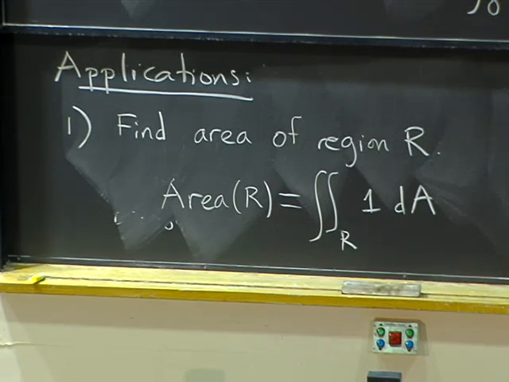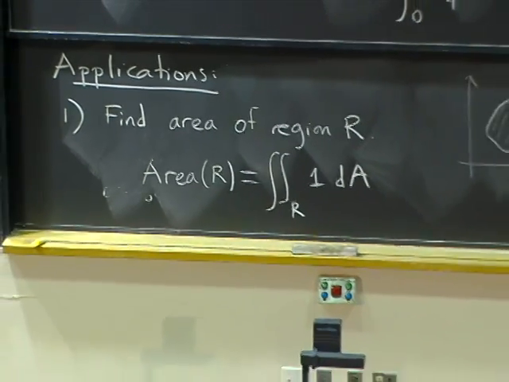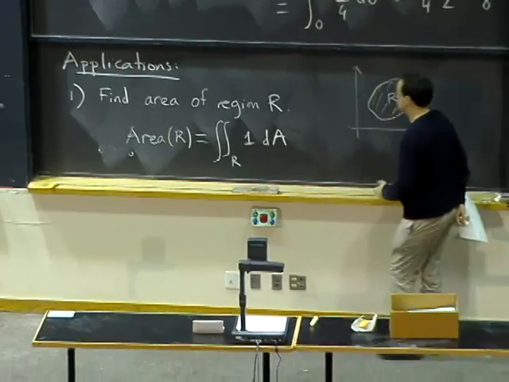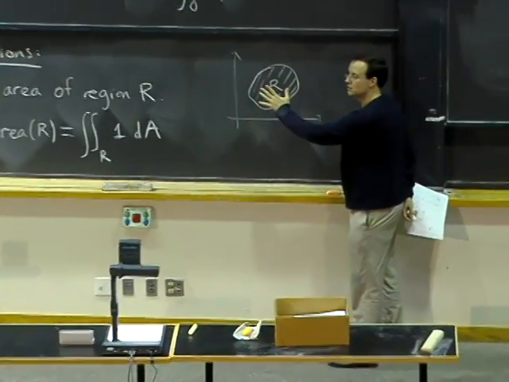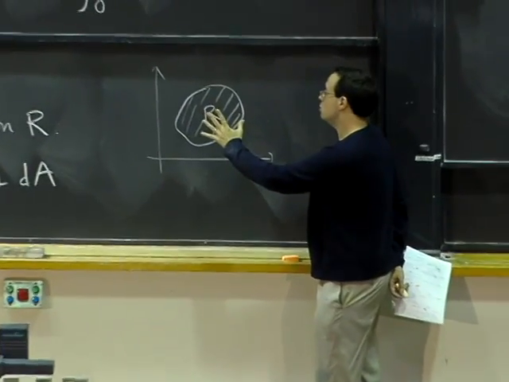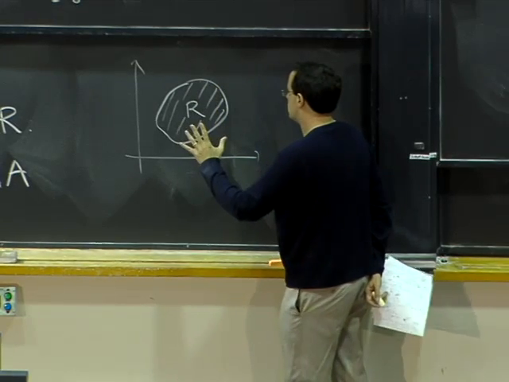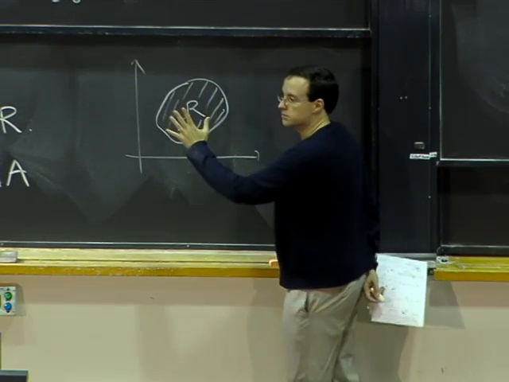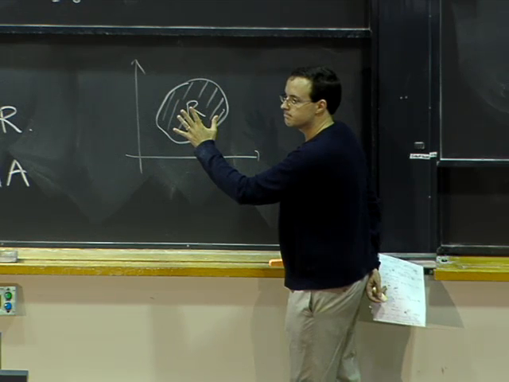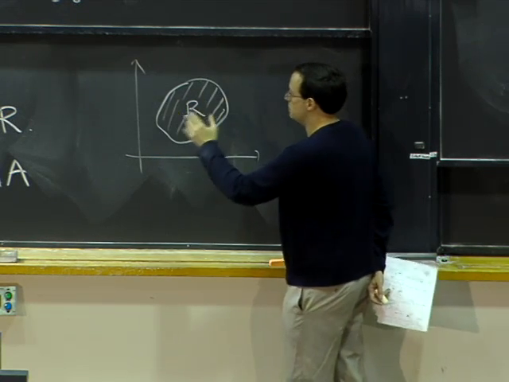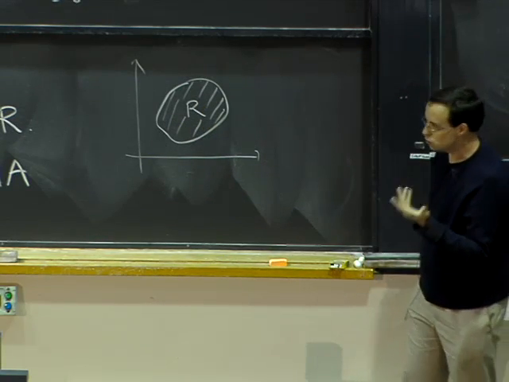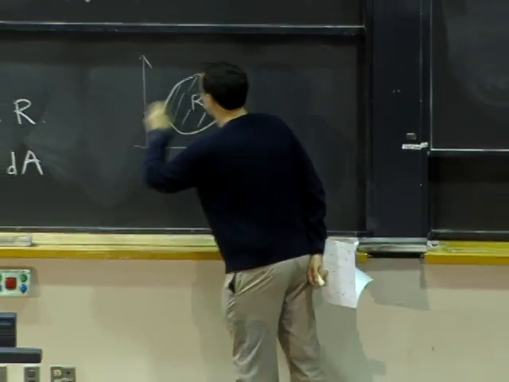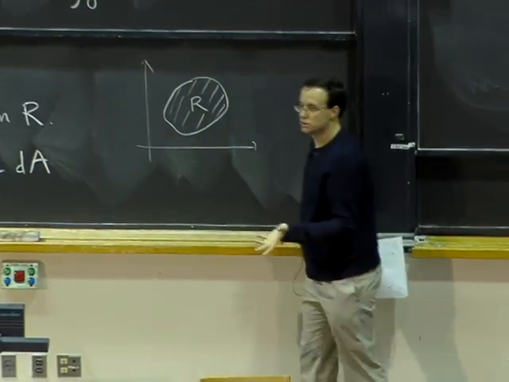So one way to think about it, if you're really still attached to the idea of double integral as a volume, what this measures is the volume below the graph of a function 1. The graph of a function 1 is just a horizontal plane at height 1. So what you'll be measuring would be the volume of a prism with base R and height 1. And the volume of that, of course, would be base times height, so it would just be the area of R again. But we don't actually even need to think about it that way. Really, what we're doing is we're summing dA over the entire region.